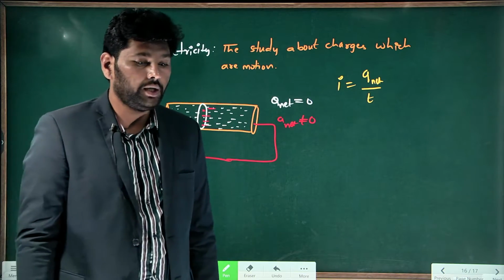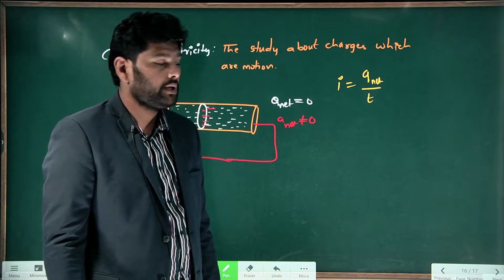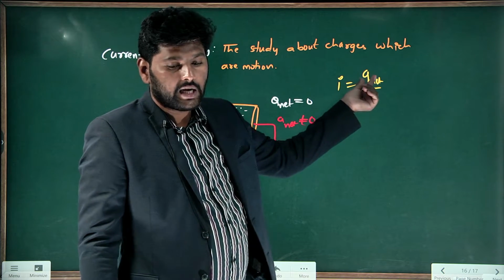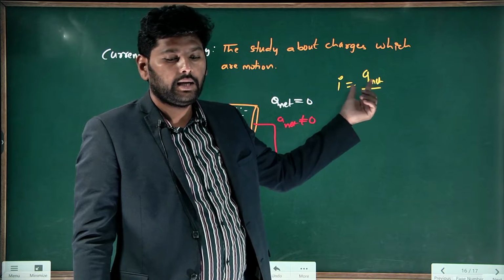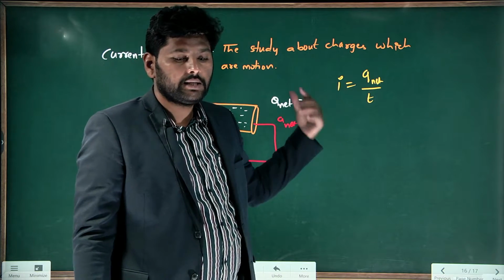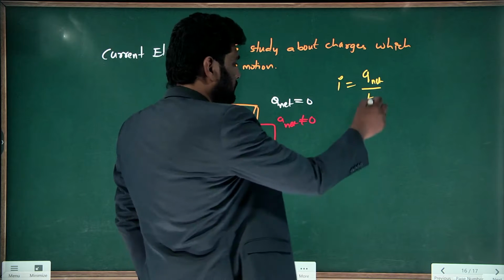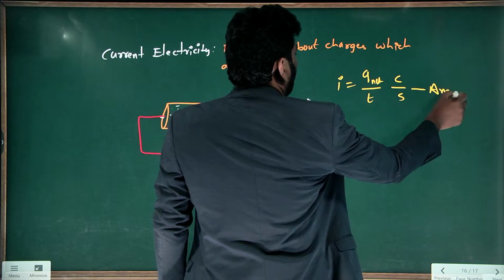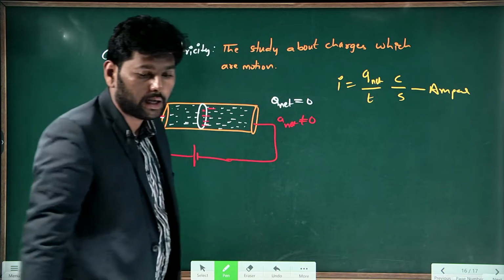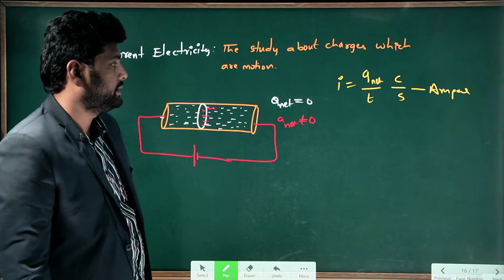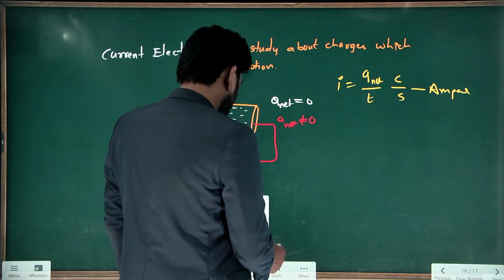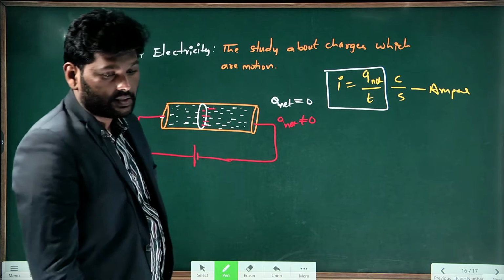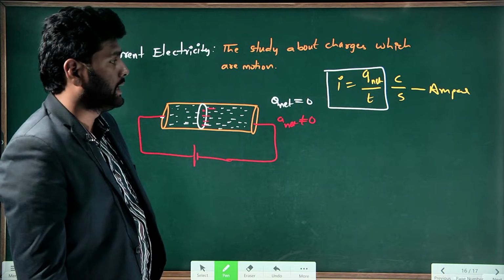The net charge flow per unit time is known as current. Current is indicated with the letter I, and it is equal to charge per time. Here charge is the net charge through the cross-sectional area in unit time, given as electric current. The unit for electric current is coulomb per second. Coulomb per second is also called ampere. This is the formula for current flow in the conductor.